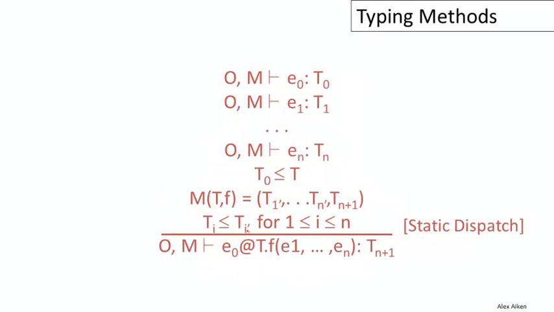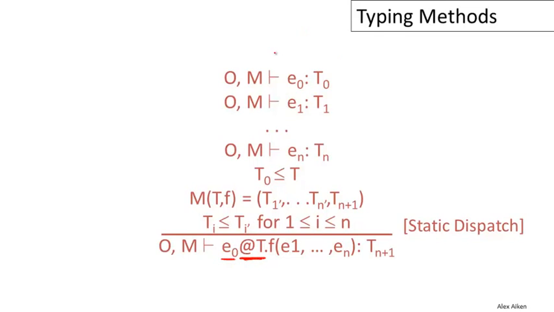The typing rule for static dispatch is very similar to the rule for regular dispatch. Recall that syntactically, the only thing that's different is that the programmer writes the name of the class at which they wish to run the method. So instead of running the method f as defined in the class E0, whatever that class happens to be, we're going to run whatever the method f happens to be in some ancestor class of the class of E0.